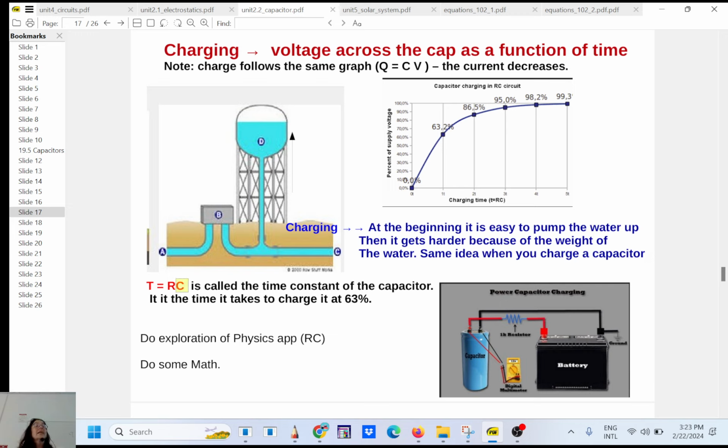The surface area and distance. And how do we call that? The capacitance. So it depends on the capacitance. How fast you're going to charge your capacitor, of course, depends on the geometry, right? So it depends on the capacitance.